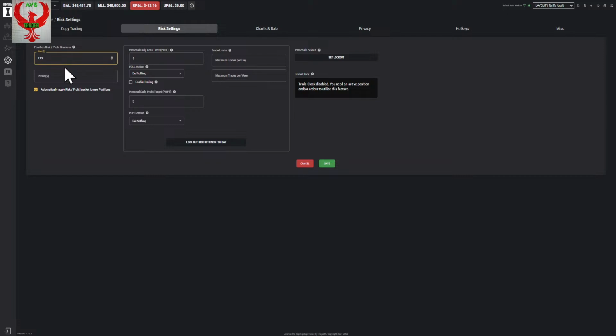Trading in a platform. Okay, even if you're in a pro account, it's not allowed. Can you not trade?